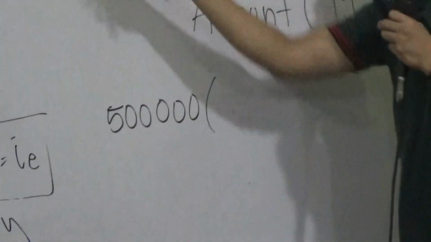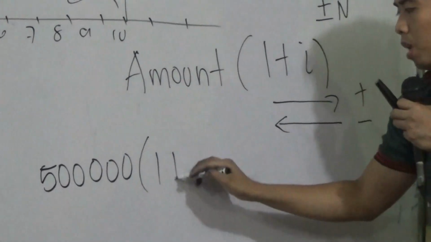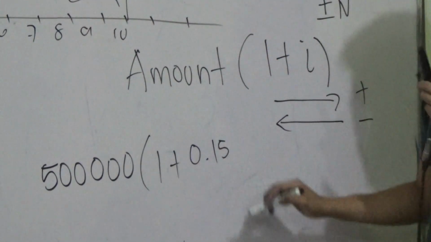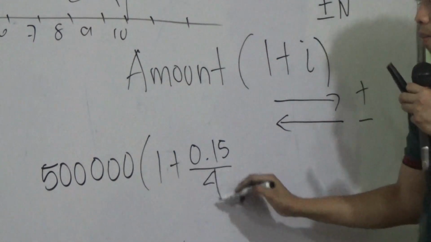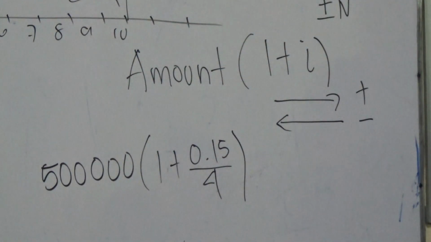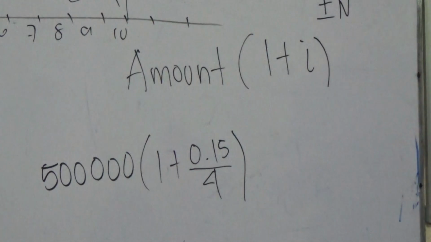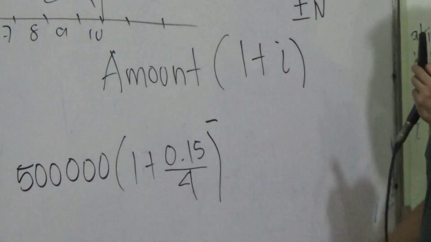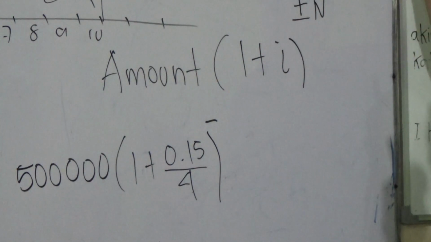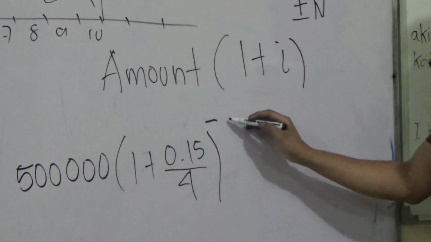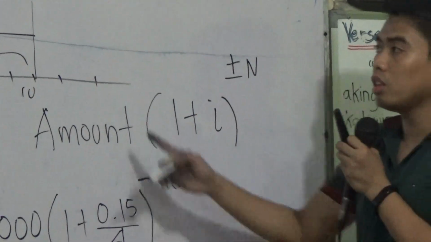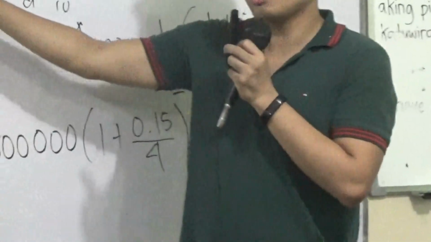O, lilipat yan. Itong multiplier, 1 plus I. So, 1 plus, anong I? 0.15 over 4, kasi dapat I eh. Tama? Raised to positive, negative. Negative ilan? Okay, N yan. Ang N natin, M times N yan. So that is negative 4 times 5. Tama ba? Lumipat na ba siya dito? Yes, sir. Kaso, palipatin ko pa ulit.